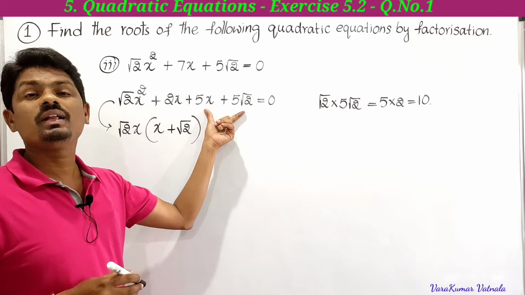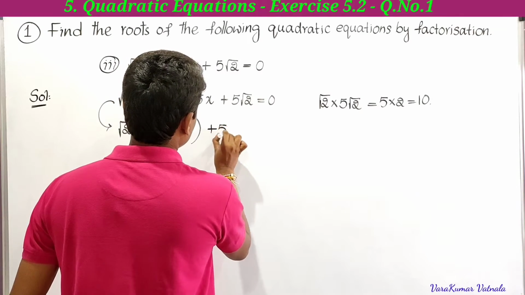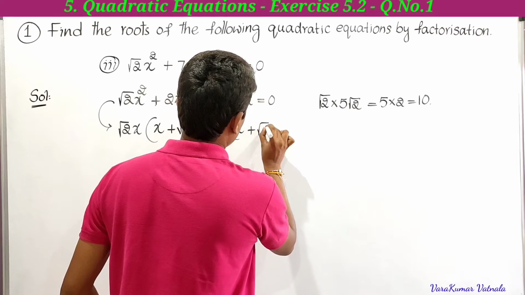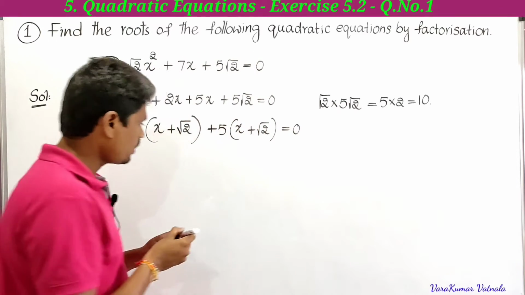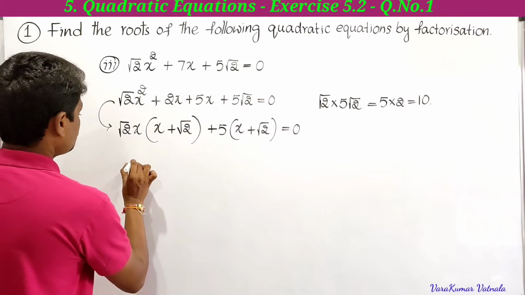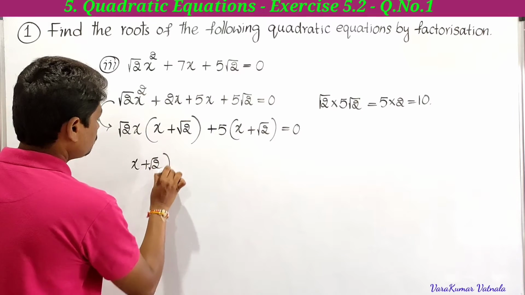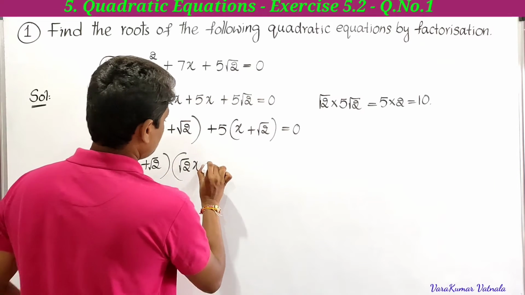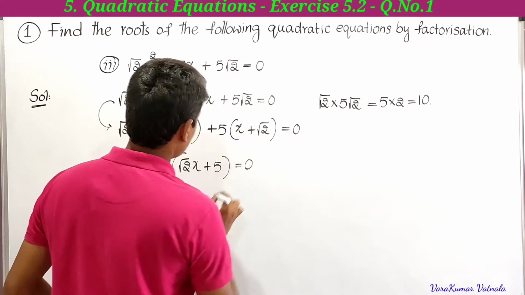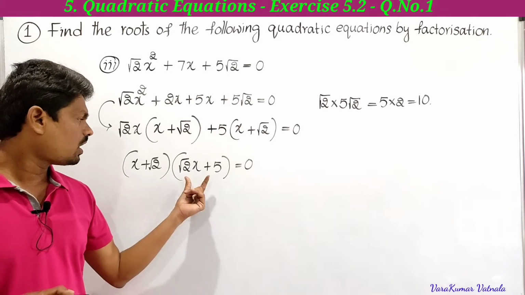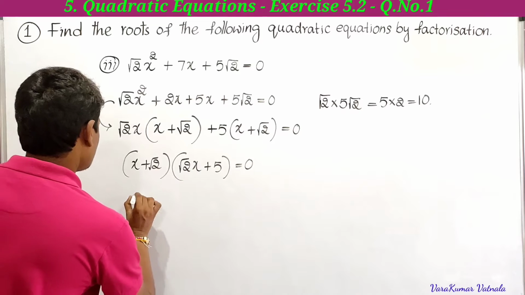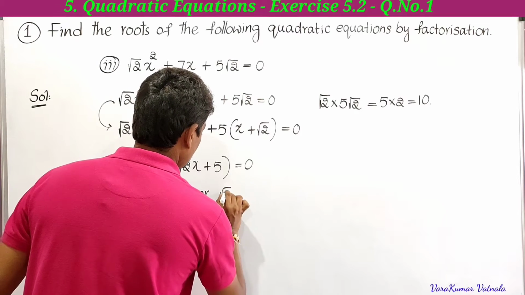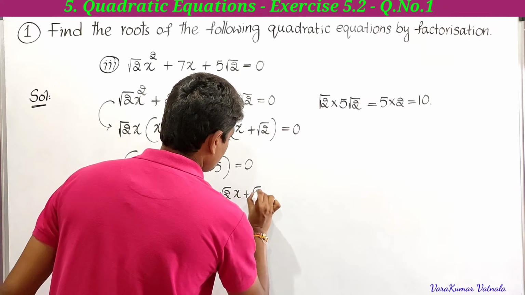So in the last two terms, what is common? Plus 5 is common. So here what do we get? x plus root 2 is equal to 0. So now x plus root 2 is common. x plus root 2 into, so what will be here? Root 2 x plus 5 is equal to 0. So now x plus root 2 equal to 0, or root 2 x plus 5 is equal to 0.